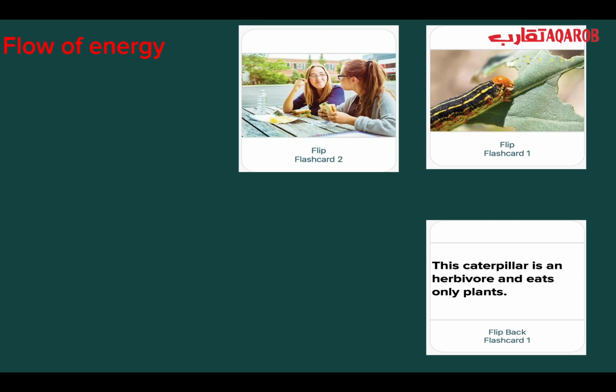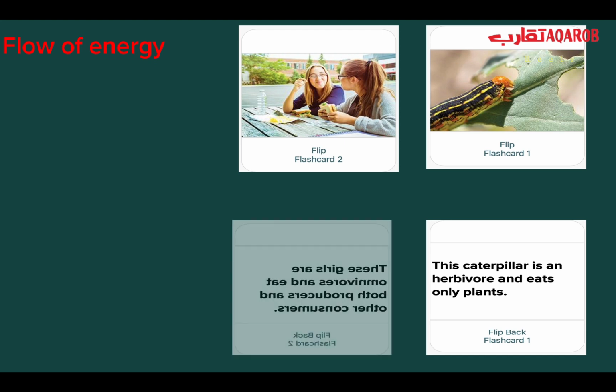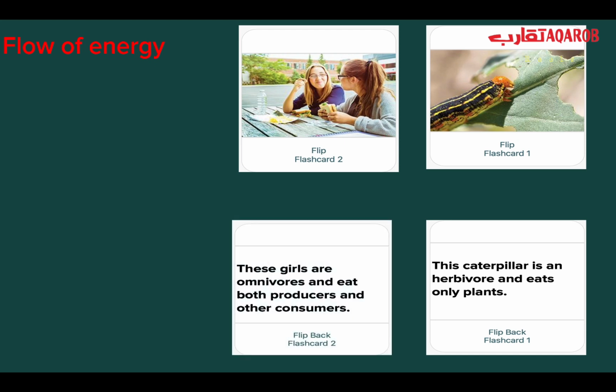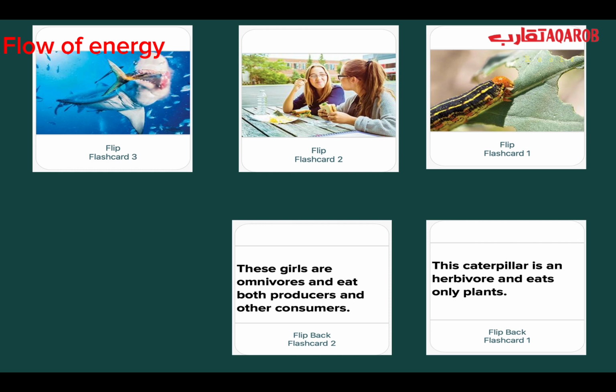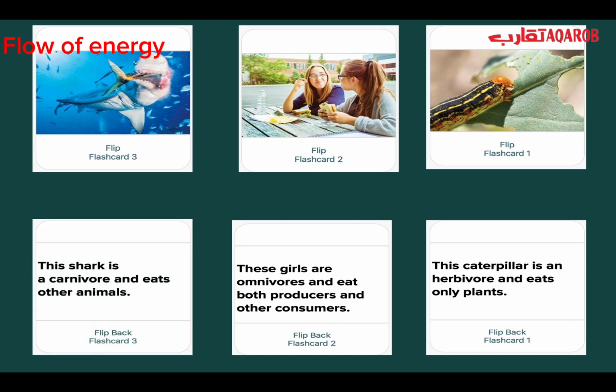What about these girls? These girls are omnivores because they eat both producers and other consumers. What about this shark? What do you think? So this shark is a carnivore because it eats other animals.